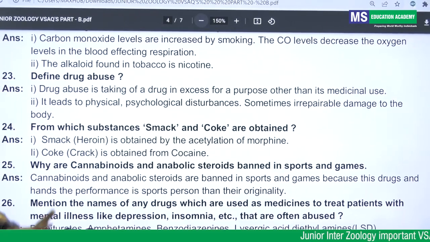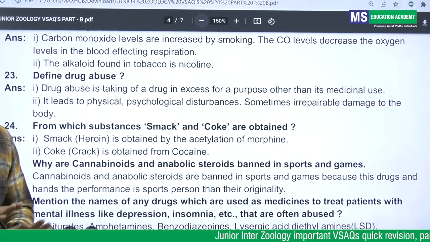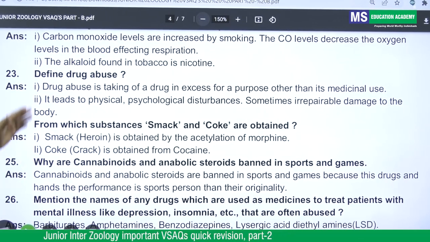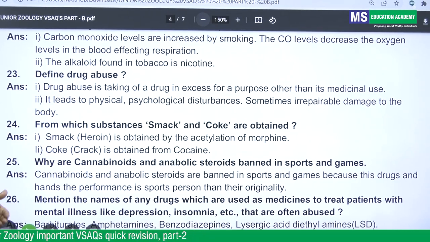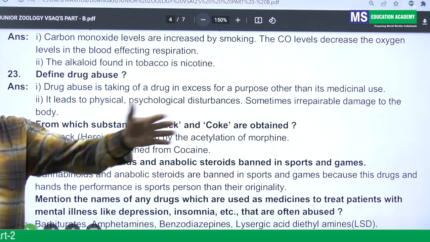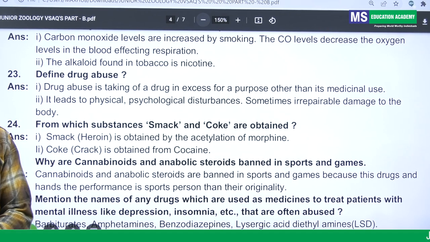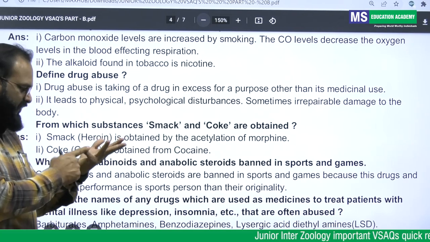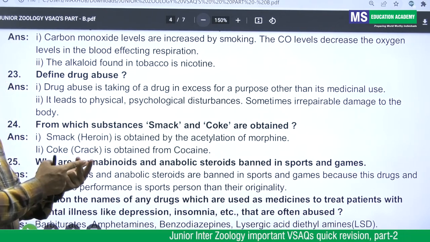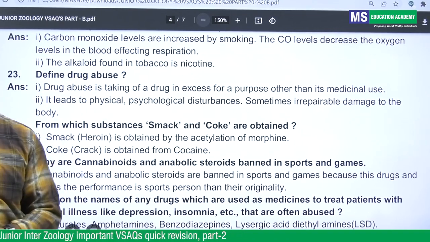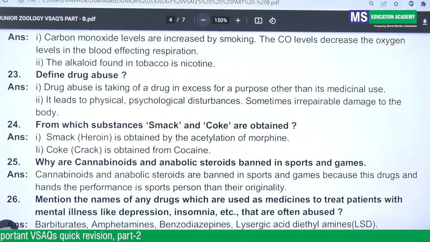All these are important questions. No need to specify that this is going to come in exam. Define drug abuse. It is taking of a drug in excess for a purpose other than medicinal use. I think you understood this. It leads to physical, psychological disturbances, sometimes irreparable damage to the body. Next question.